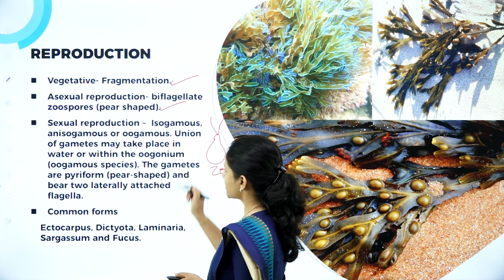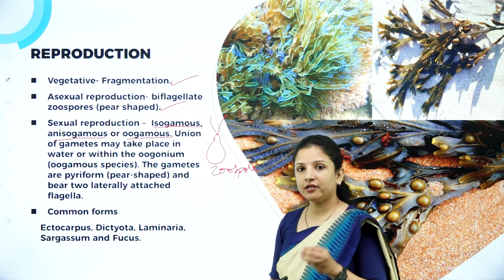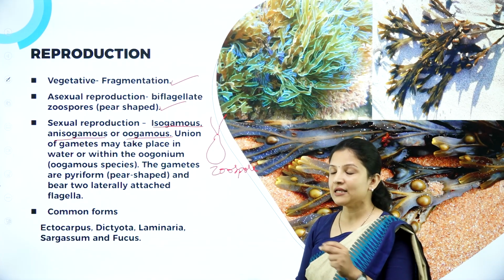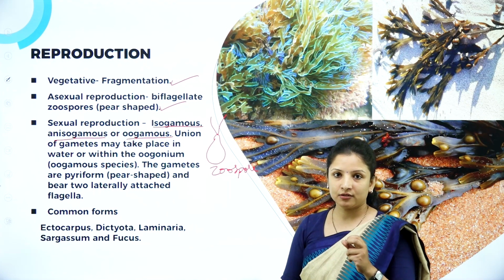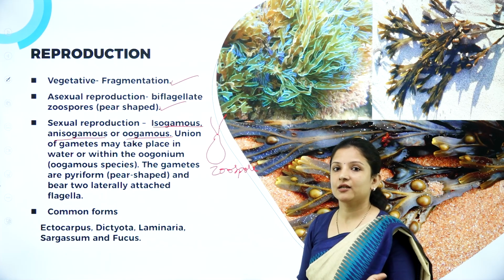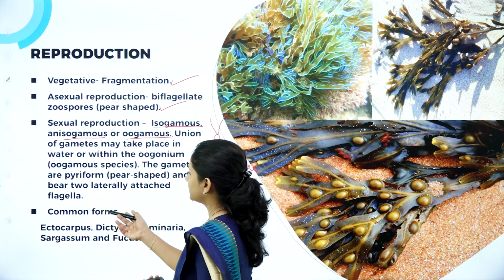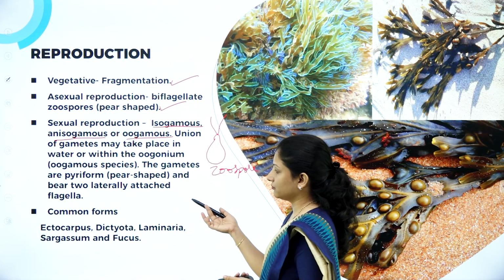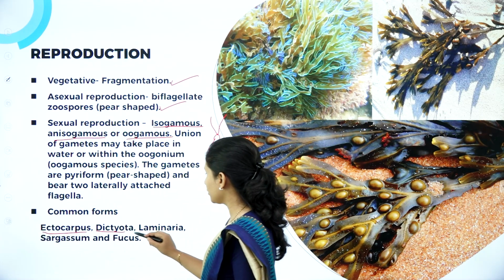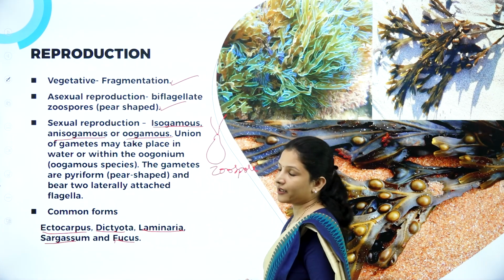And sexual reproduction is isogamous, anisogamous or oogamous, and usually the fusion of these gametes takes place in the water. That is why these brown algae are marine, so that the gametes are released into the water. In the water itself, the fusion of the gametes can take place and the further plant body can develop. And there are some examples under Phaeophyceae, that is brown algae. We have Ectocarpus, Dictyota, Laminaria, Sargassum and Fucus. So these are some of the examples.